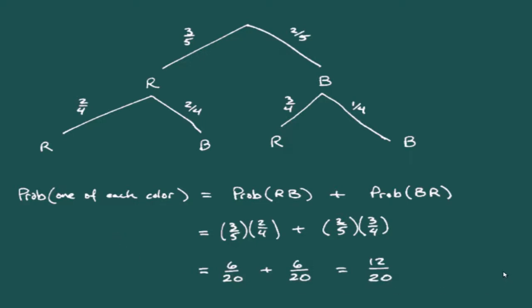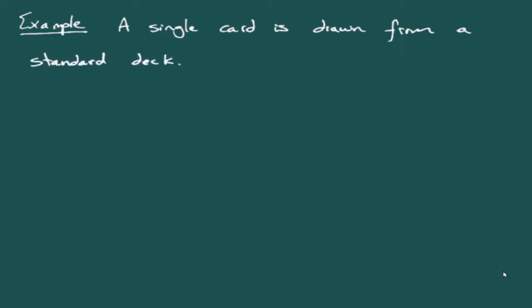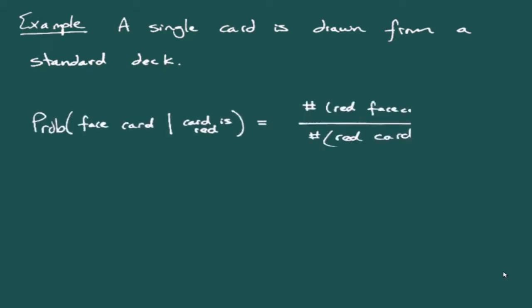So now if we look at an event where a single card is drawn from a standard deck of 52 cards. What we're interested in now is the conditional probability that we have a face card given that the card is red. So maybe we just barely catch a glimpse of the card and we see that the color is going to be red. So what's the probability that it's a face card given that information?